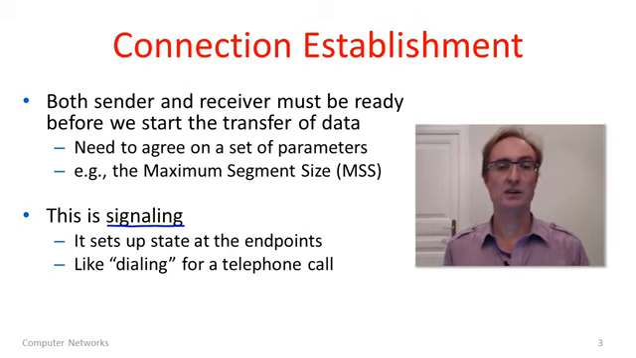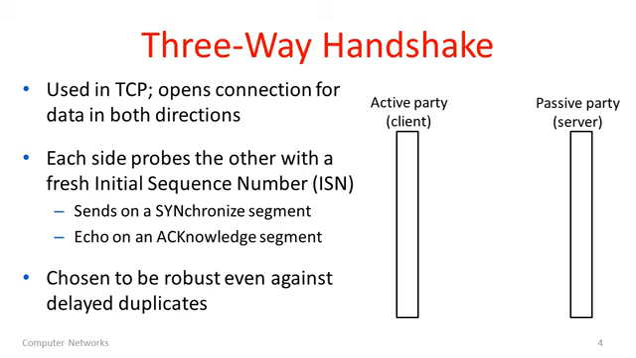You could think of it as analogous to dial-in in the telephone network before you have a conversation and actually transfer the data. In TCP, a connection is established with what is known as the three-way handshake. This is a fairly common term that you'll hear about. It sets up a connection between an active party that's initiating it, typically the client, and a passive party, we'll call that the server, and it opens the connection for data transfer in both directions.